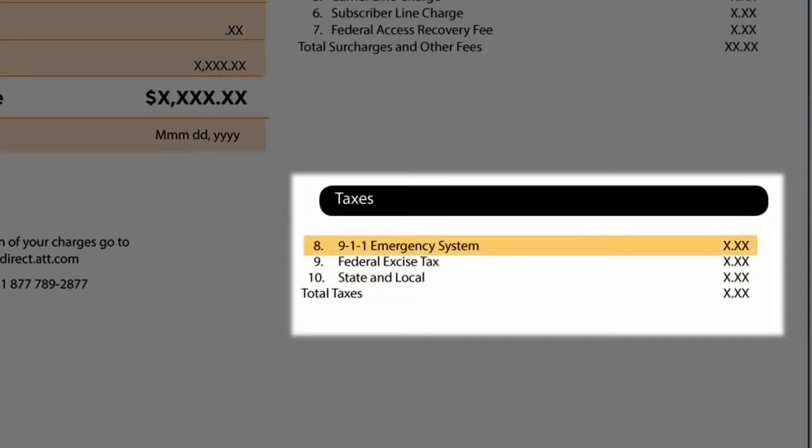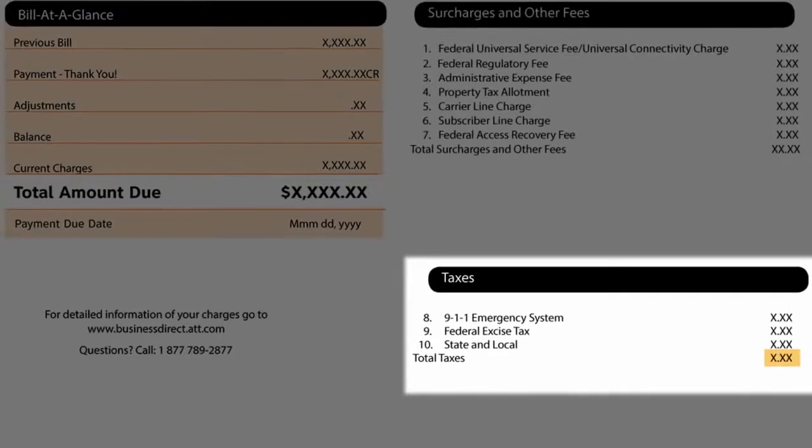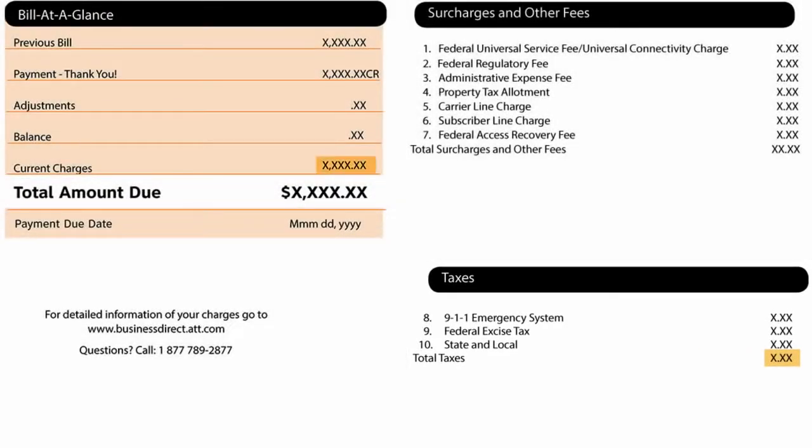The 911 Emergency System Tax provides funds to public agencies that operate and maintain emergency phone systems. This charge may appear here or in the Surcharges and Other Fees section. Depending on the location and types of services you have with us, you may see other entries in this section. Here, you can see the total for your taxes. Remember, this amount is also included in your current charges.